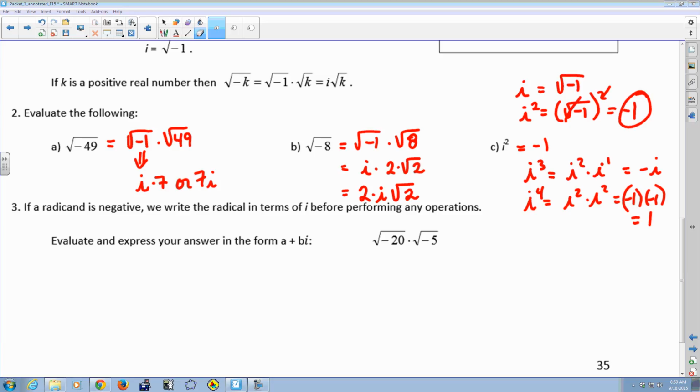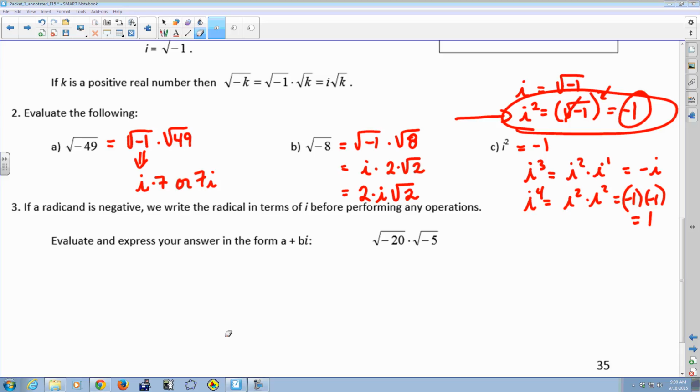Okay? In our course, what we're going to be mainly focused on is that i squared is equal to negative 1. That's what comes up most often when we're solving the problems we're going to be looking at today.